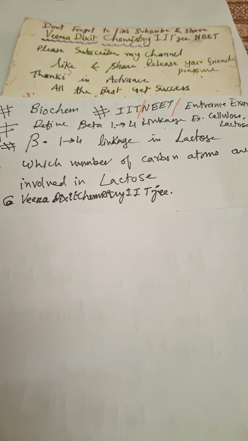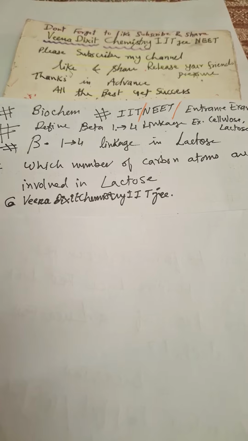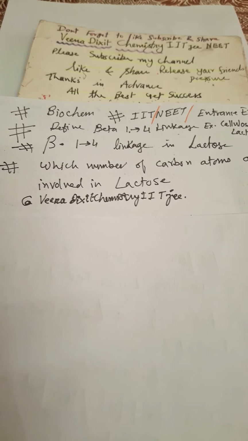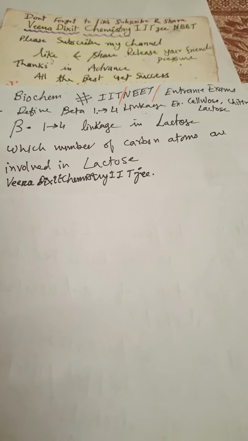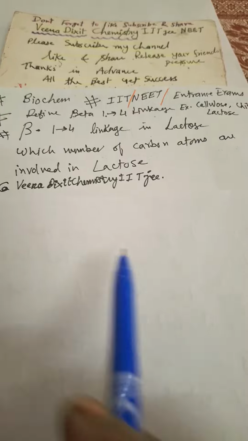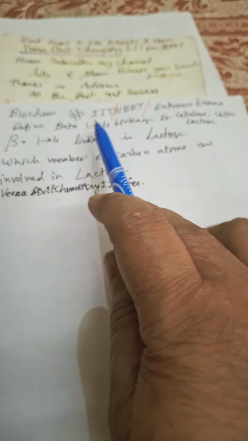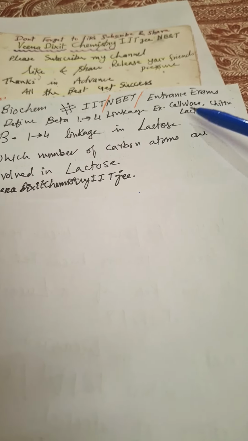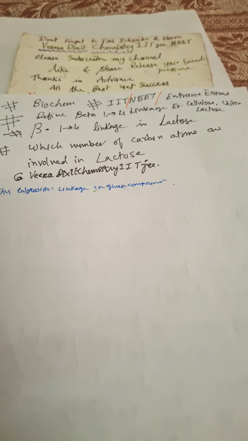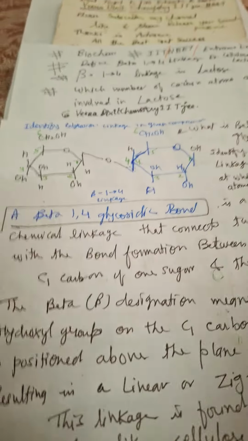IIT and NEET, for competitive exams, it is also involved, and they can give some compounds and ask which type of linkage is there. We will discuss beta 1,4 linkage in lactose, and we should know that beta 1,4 linkage is found in cellulose, chitin as well as lactose. Lactose is a disaccharide; cellulose and chitin are polysaccharides. Which number of carbon is involved in the glycosidic linkage in lactose?